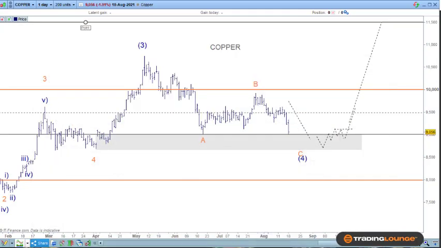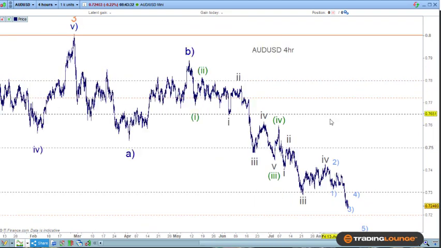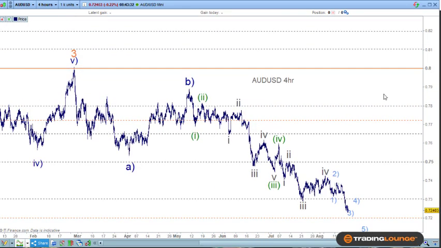There's copper. Let's just have a look at the dollar, because it's the same thing here. Same base. This is a 4-hour chart, so it looks a bit different, but the same thing. This move here is in 3 waves. So it's doing the exact opposite of the US dollar index, of course, and in line with copper and iron ore and so on and so on.